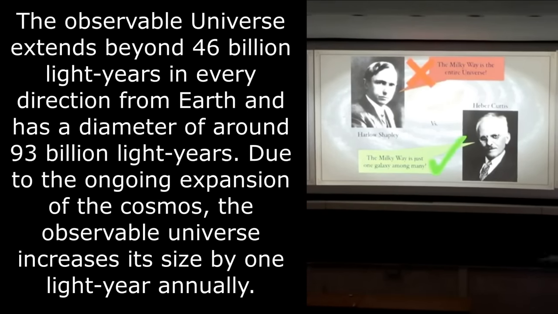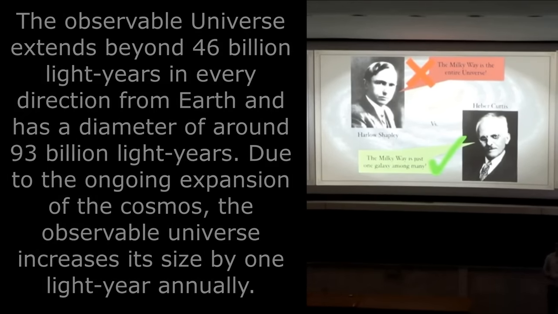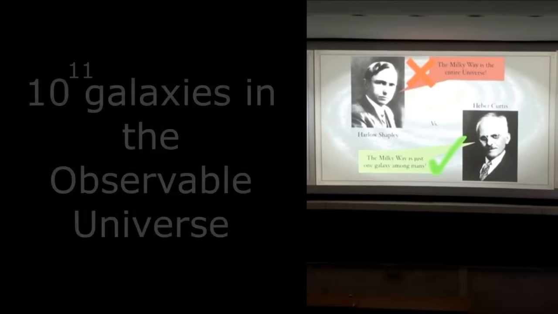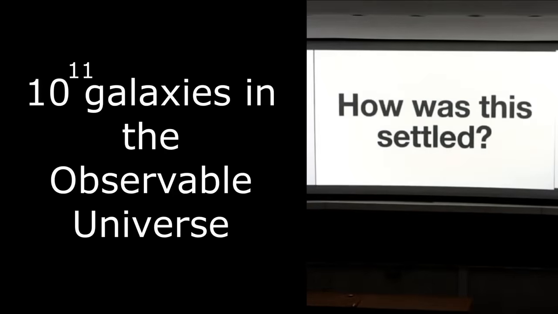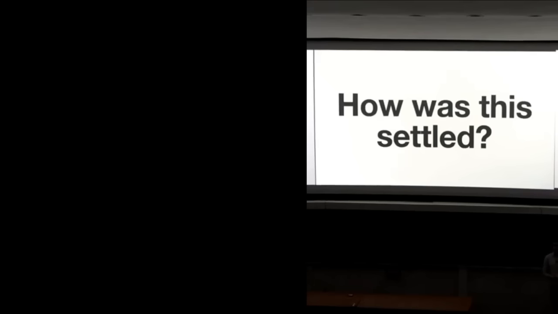Heber Curtis was right. I'm skipping ahead to tell you what you already know. We've known for more than 100 years now that the Milky Way is just one small part of a much, much bigger universe. The important thing for today's lecture was how this was settled. It wasn't actually settled at the time of the debate. Everyone probably went home kind of unsatisfied.